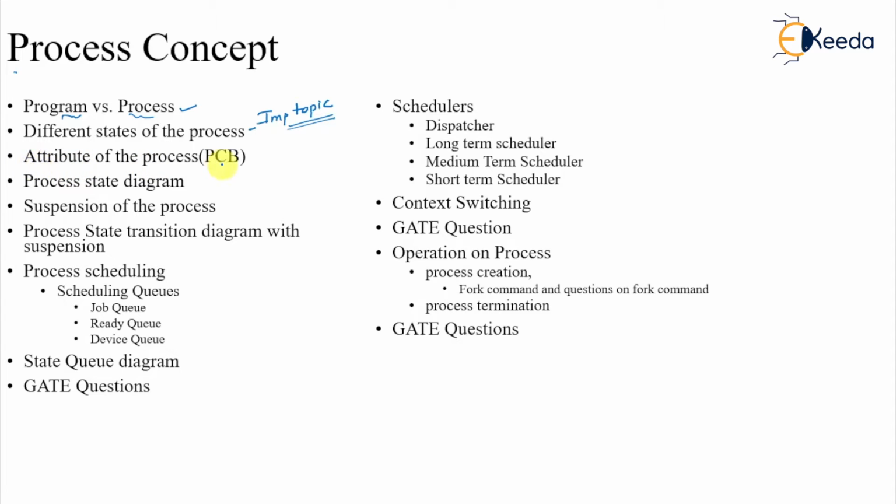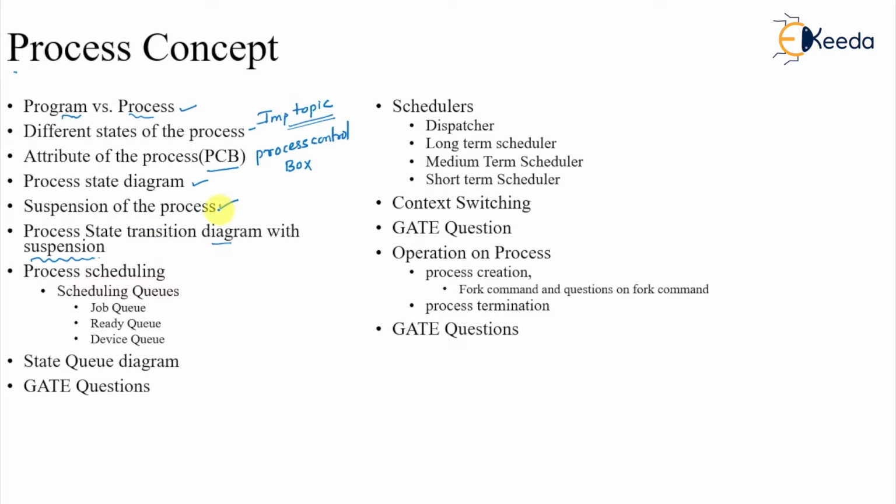The attributes of the processes, which we are going to store in the PCB, an acronym of process control block. So we are going to talk about the process control block. Process state diagram, that we are going to talk about. We are going to talk about what happens when we suspend a process, and we are also going to see the process state transition diagram with suspension.